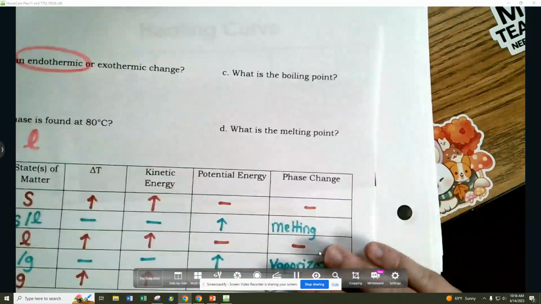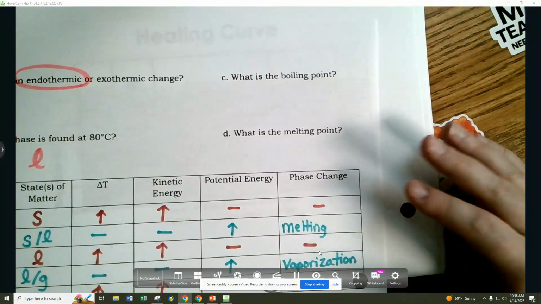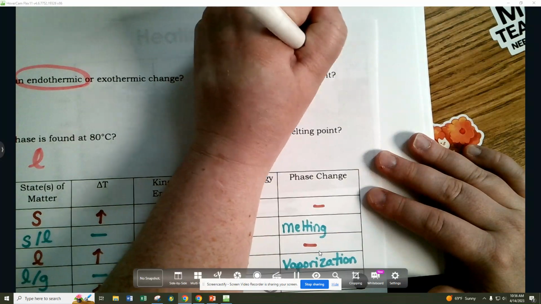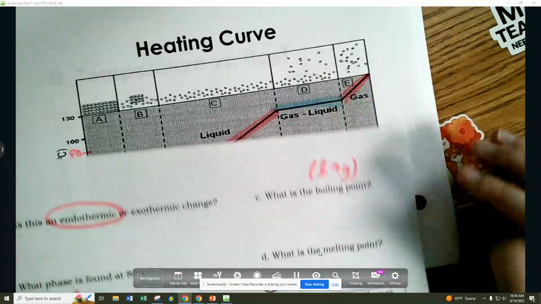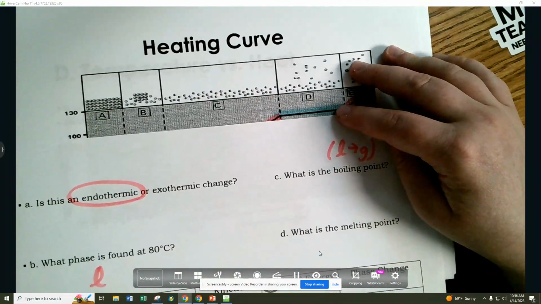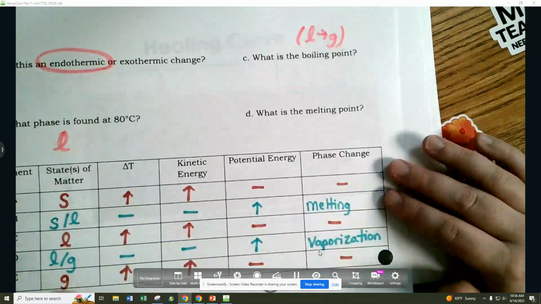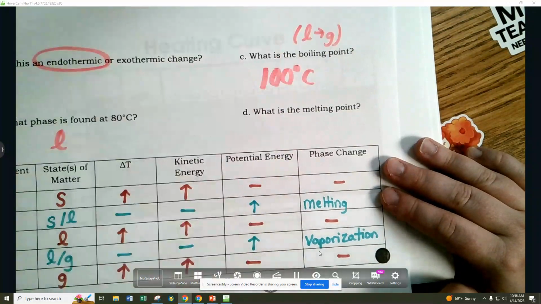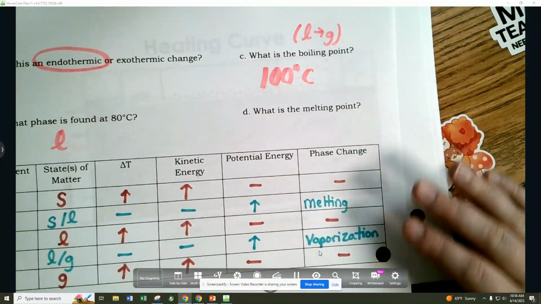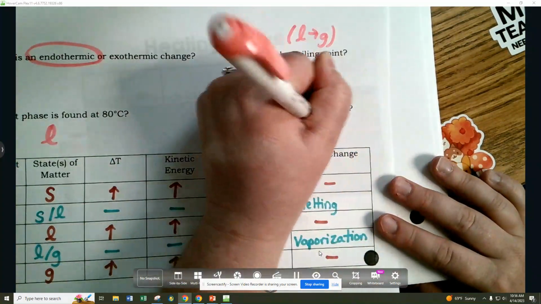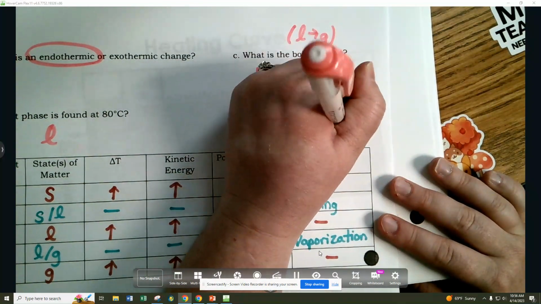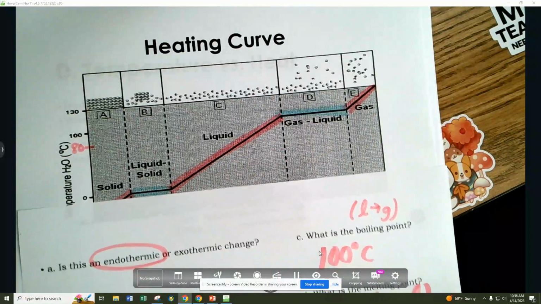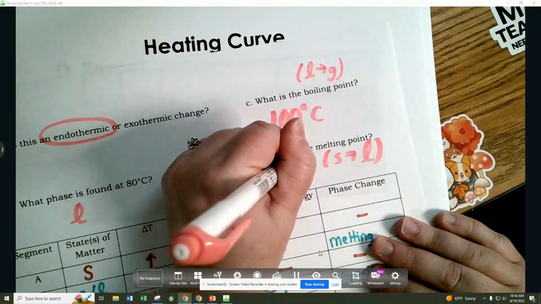Boiling point. So you have to understand what is boiling. It's a type of vaporization. Boiling means that you're changing a liquid and it's changing to a gas. So where does that happen? That happens here in segment D, and that happens at approximately 100 degrees Celsius. So when it asks for a point, it's asking for a temperature. Melting point. Melting means for a solid to change to a liquid. So when we look at that, that's here in segment B, and that happens at 0 degrees Celsius.